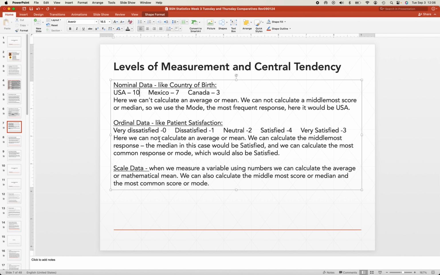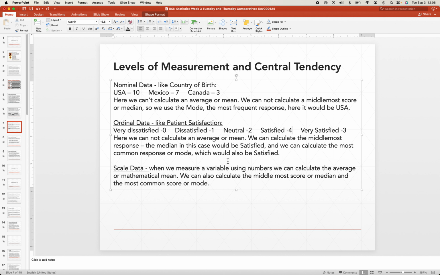Next, for ordinal data like patient satisfaction, where we measure our patients as being very dissatisfied, dissatisfied, neutral, satisfied, and very satisfied. Imagine we ran a survey. None of them were very dissatisfied. One was dissatisfied, 2 were neutral, 4 satisfied, and 3 very satisfied. Here again, we can't calculate an average or a mean, and it's simply because we don't know if the difference between somebody being dissatisfied and very dissatisfied is the same as any other difference here, such as between neutral and dissatisfied, as we already mentioned.